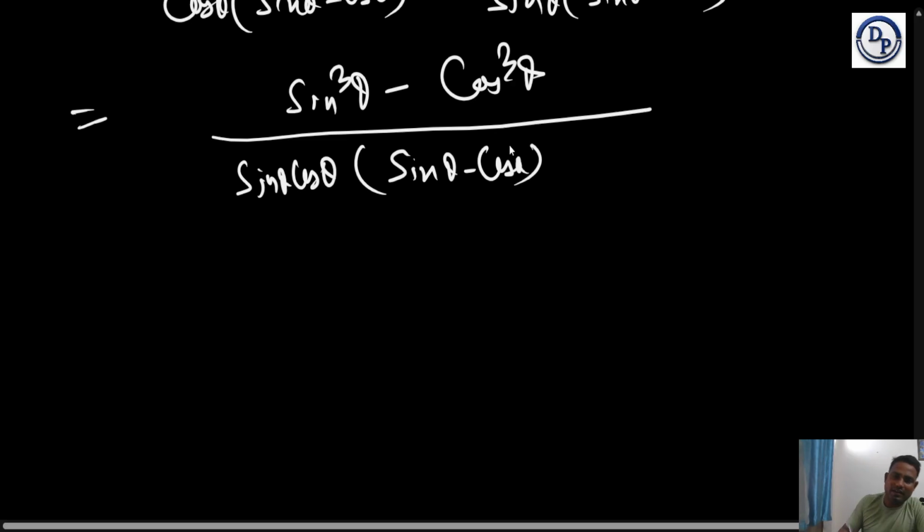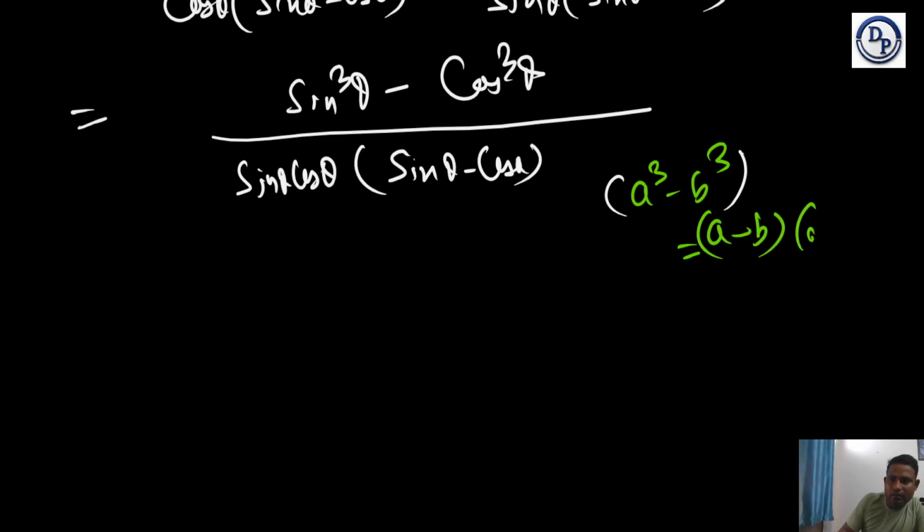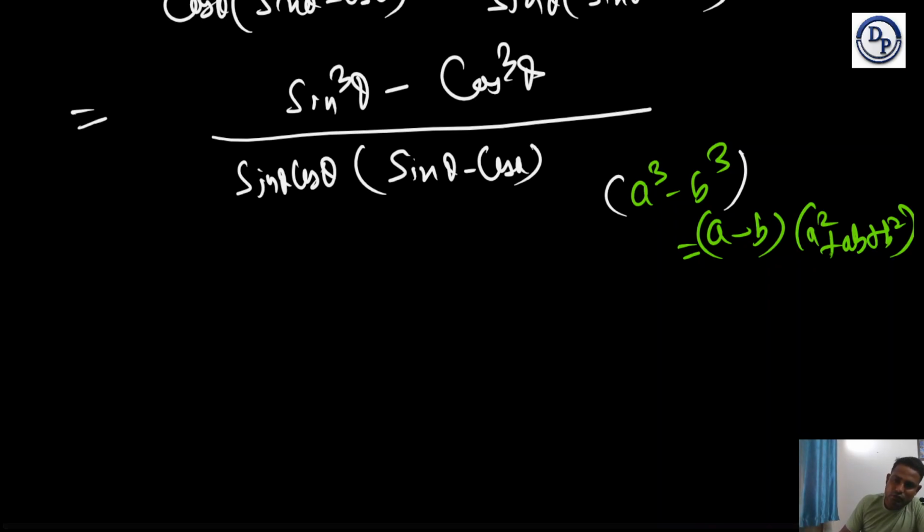So now, in class 9 we studied about identities. What was the identity? a cube minus b cube. You can see here in the numerator we are getting sin cube theta minus cos cube theta. It can be transformed in this form. And what is the identity for this? We have studied in class 9. This is (a minus b)(a square plus ab plus b square). Again, a cube minus b cube gives us (a minus b)(a square plus ab plus b square). So we are going to utilize it here.